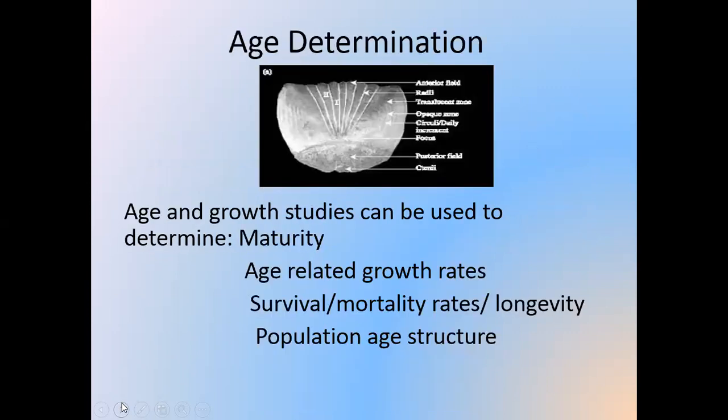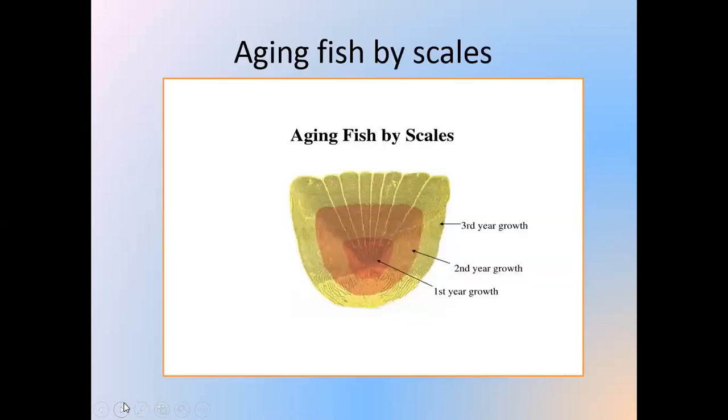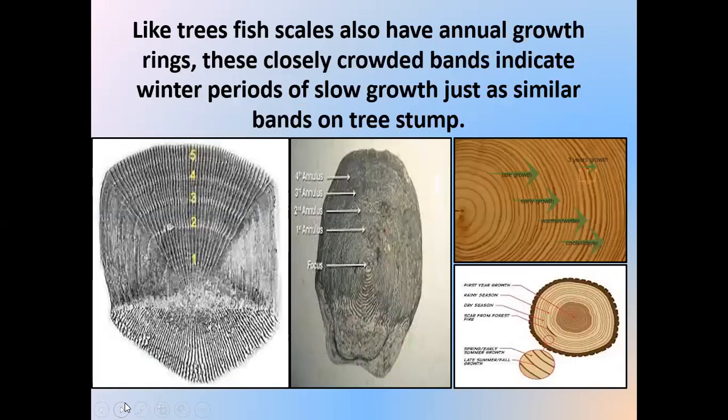Age determination by the scales. Age and growth studies can be used to determine maturity, age-related growth rates, survival or mortality rates, or longevity, and also the population age structure. If you look at this picture, you can identify the age of the fish by scales. This is the picture of fish scales, which also have annual growth rings. These closely crowded bands indicate winter periods of slow growth, just like similar bands on a tree stump.